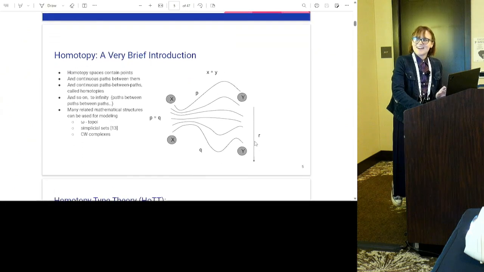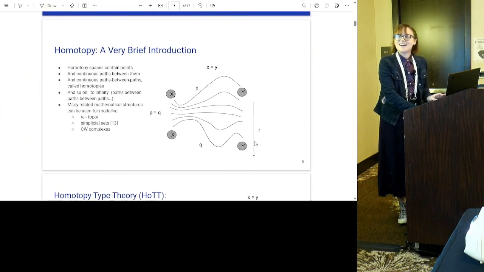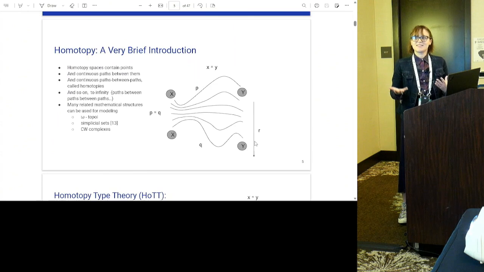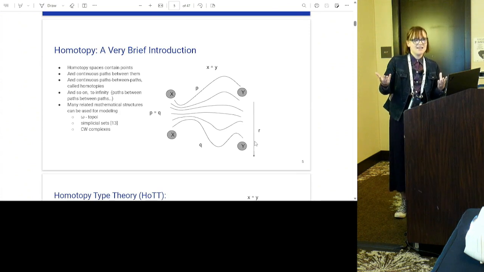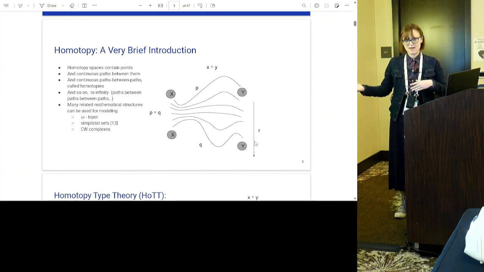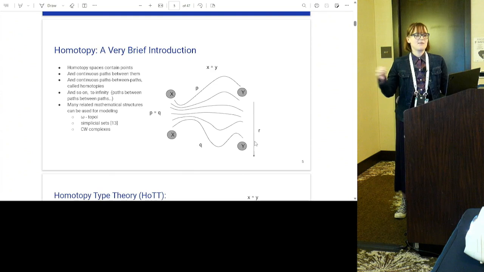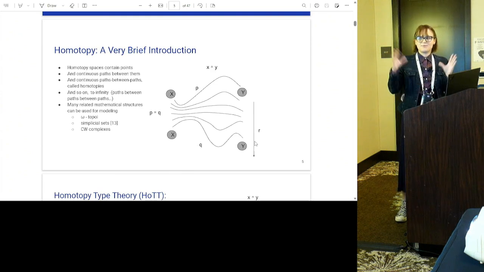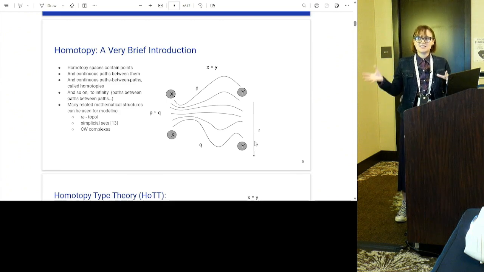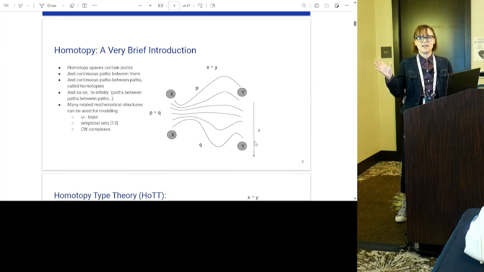So a very brief introduction to homotopy is that homotopy spaces are spaces that contain points, and we can have paths between these points in the space. And now that we have paths in our space, we can also have paths between paths, and paths between paths, and infinitely many layers of paths. So as you build upon this concept, there's a ton of mathematical structures that follow from that.